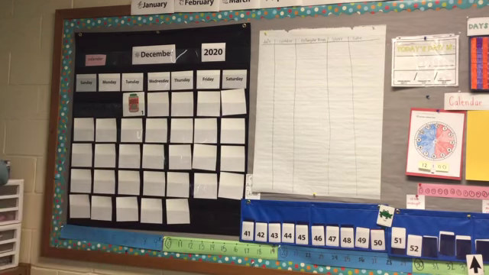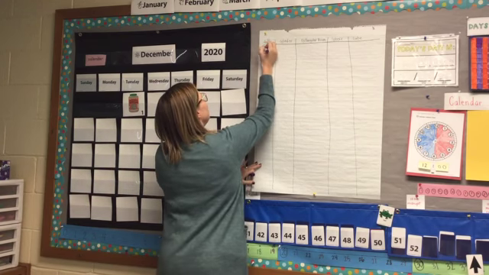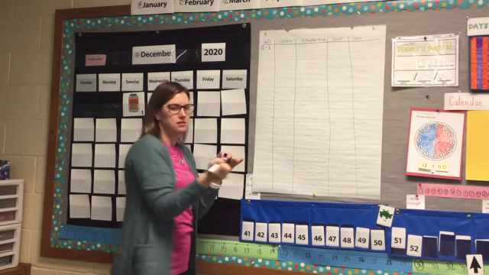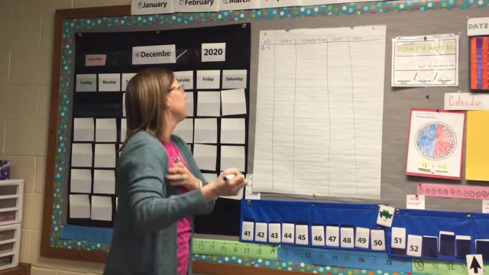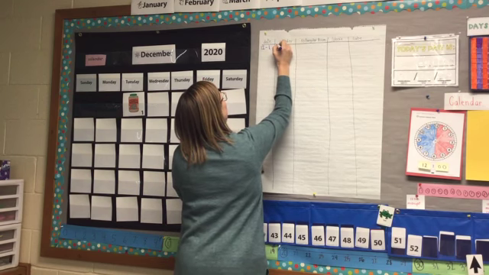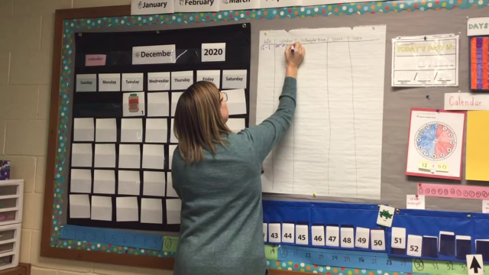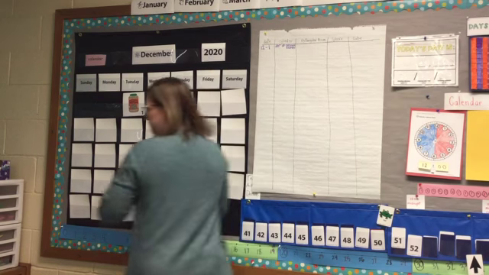So we will add today's date, 12-1, because December is the 12th month. And then underneath cylinder, we will write jar of peanut butter. Okay.